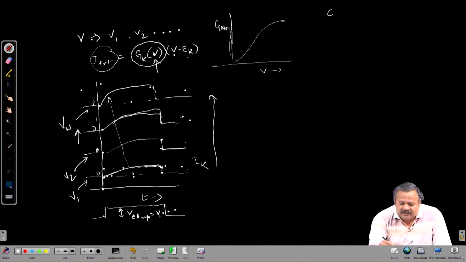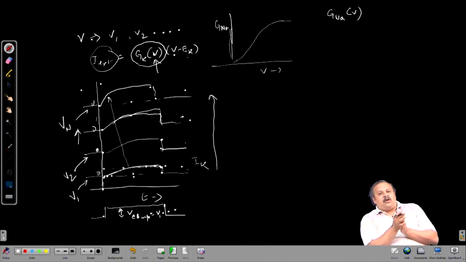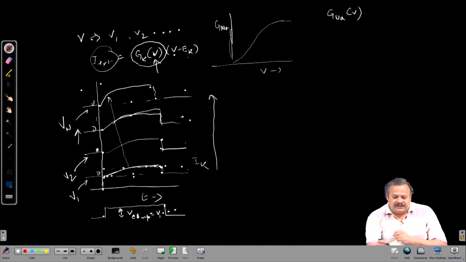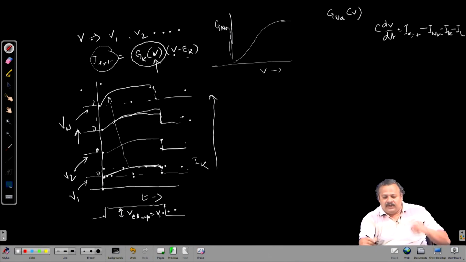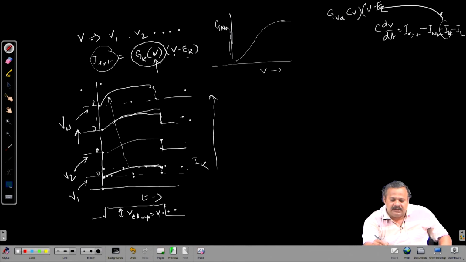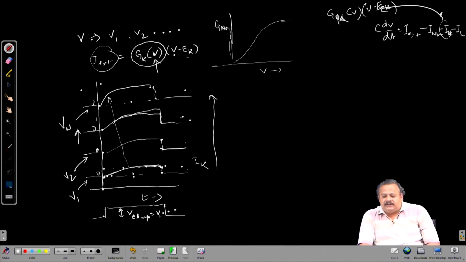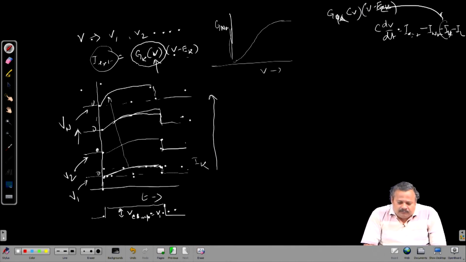Remember, we have said that this G as a function of V needs to be completely described in order to solve the differential equation that we had, which is C dV/dt equals I external, minus I NA, minus I K, minus I leak, where we are now looking at this I K, which is described by GK into (V minus EK). Sorry, not GNA, GK into V minus EK. And here also we are talking of GK. I am sorry for that.